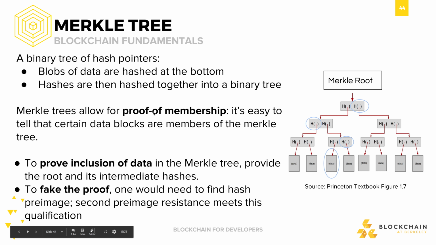So Merkle trees allow for proof of membership because all you have to do is go through. You just need the root, and then you need the intermediate hashes for that piece of data. So you just need the Merkle branch, right?